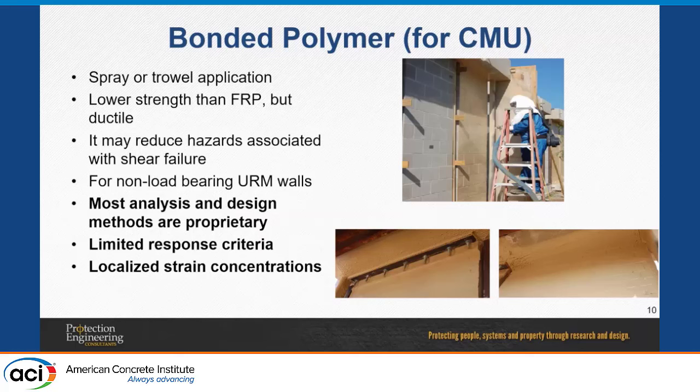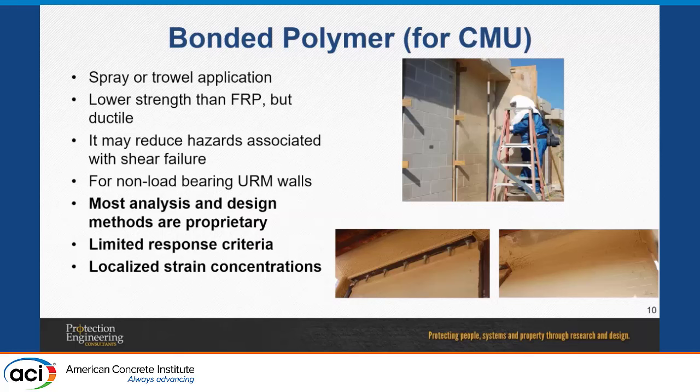Now, each of these retrofits have their details to keep in mind, right? So most analysis and design methods for bonded polymer are based on proprietary methods or characteristics. There is some effort for the FRP, again, as I said, to develop a document that can be used for different types of FRP products, but I don't think you will see that for bonded polymer. They are very specific to each product. And there are no response criteria. You won't find response limits in PDC TR 608 or any other document. Again, they are specific for the product.